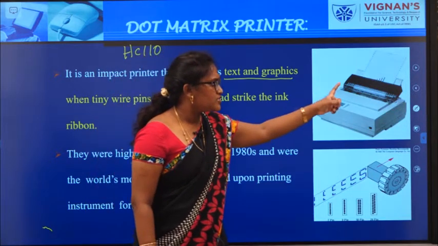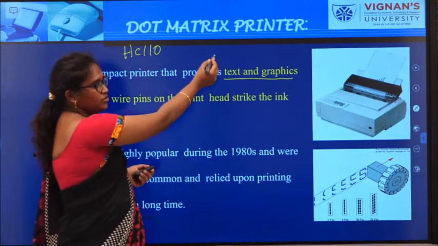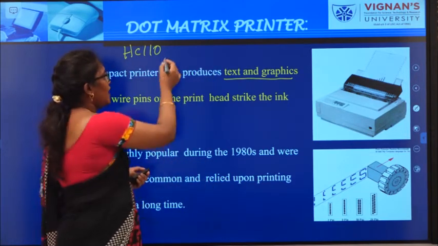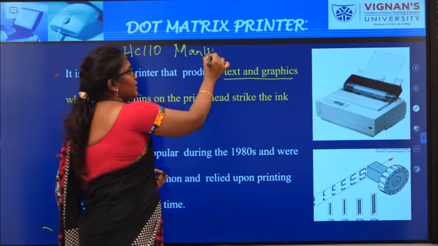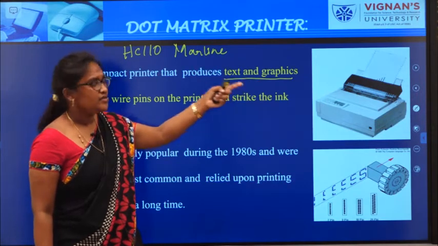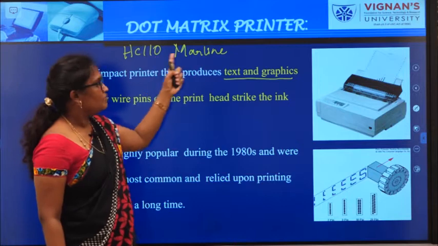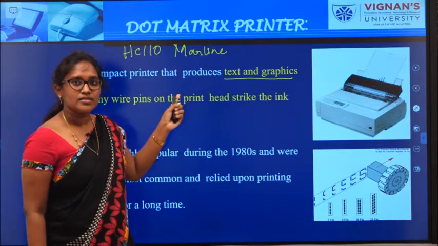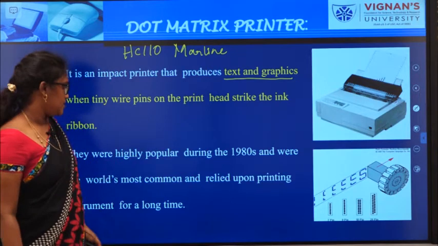Whenever it is printing, it will start printing the text from left side to right side, like hello, hello Marlin, which I have to print. Whenever it starts moving, it will go on printing the text hello Marlin at once. So that is the advantage when compared to the daisy wheel printer.